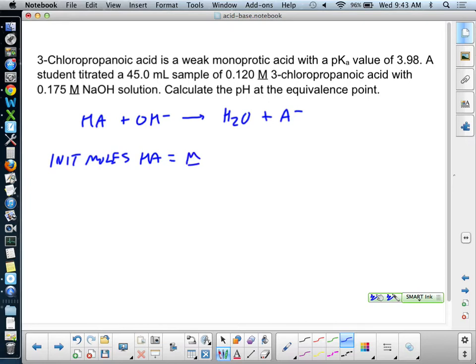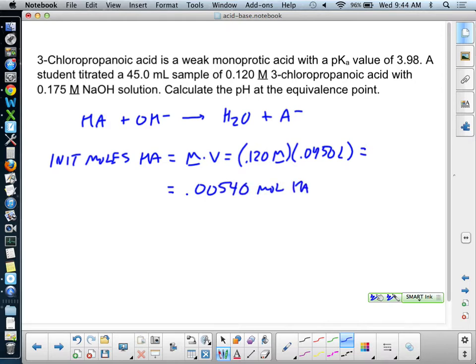So the initial moles are simply going to be the molarity times the volume: 0.120 moles per liter times 0.0450 liters, or 0.00540 moles of HA.